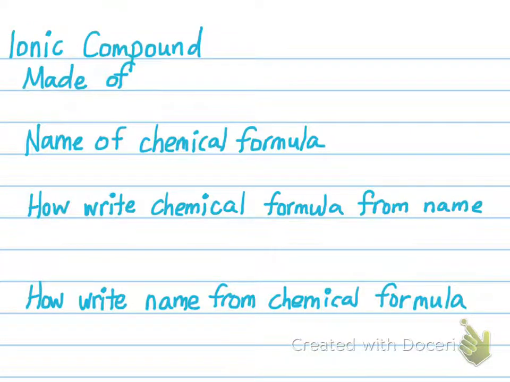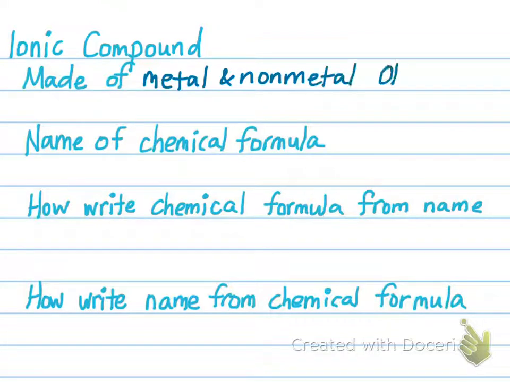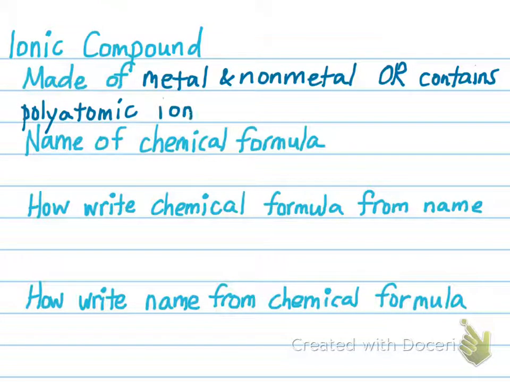We're going to do the same kind of review for ionic compounds. Again, how do we know that a substance is an ionic compound? It's made of a metal and a nonmetal, or remember, it contains a polyatomic ion. Okay, so it is a metal and a nonmetal, or it has a polyatomic ion.